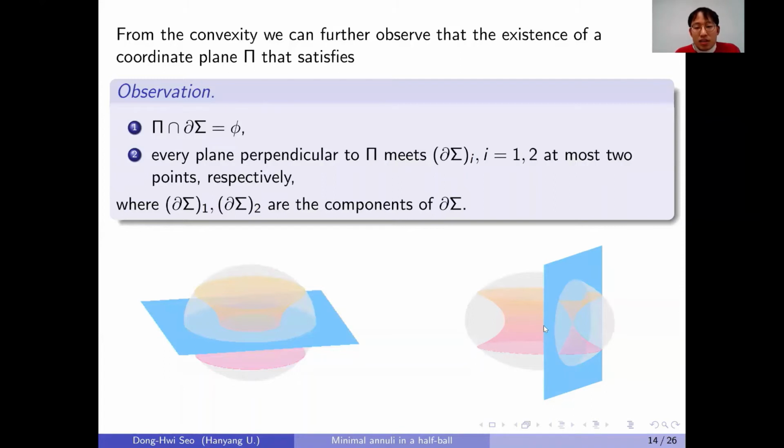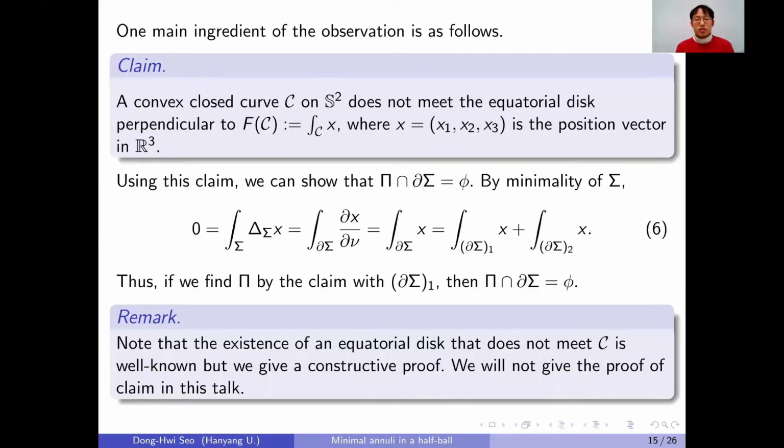Actually, it may not be a coordinate plane, but we have only a perpendicular condition with our plane pi. So this observation comes from the following claim. It says if we have a convex closed curve on the 2-sphere, then we can find an equatorial disk that does not meet the convex curve. And we can find this equatorial disk explicitly.